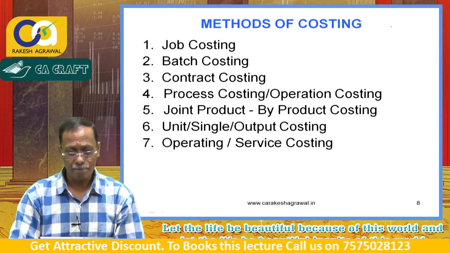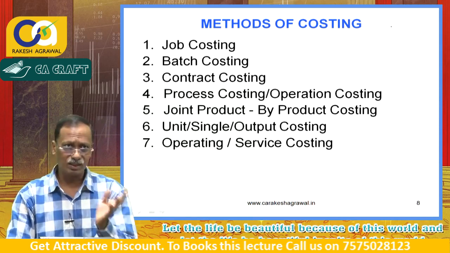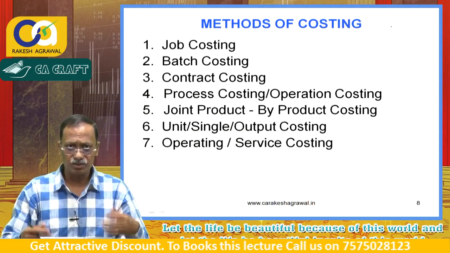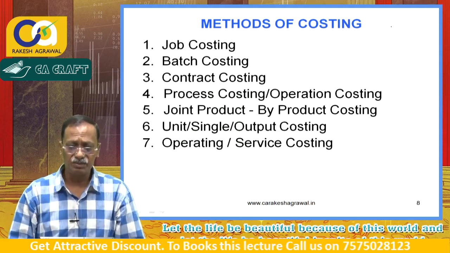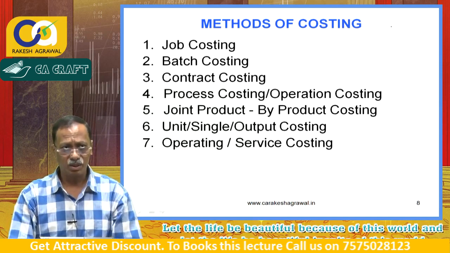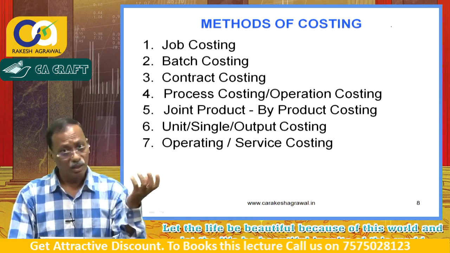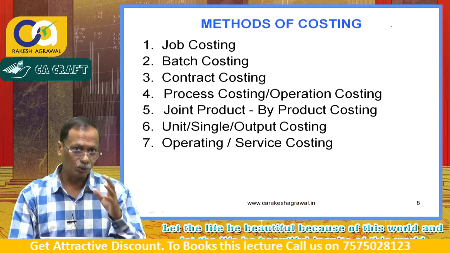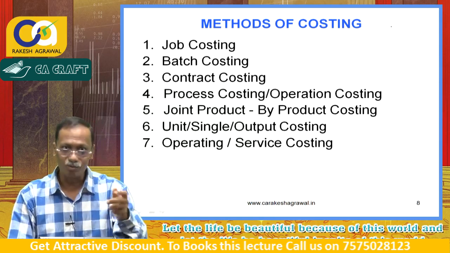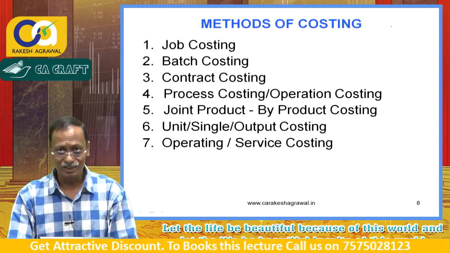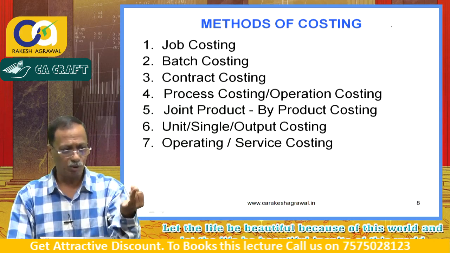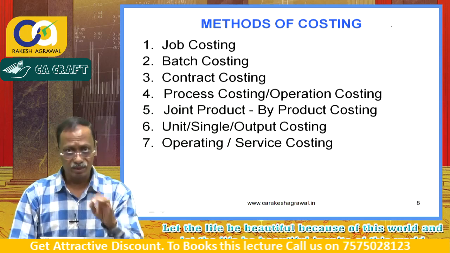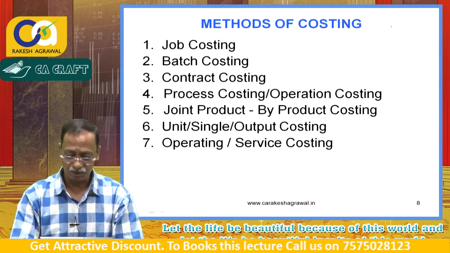Operating or service costing. We used to call it operating costing or service costing. This is the method of costing used in the service industry. Service industry could be education, hospital, aviation, courier, hotel, that is accommodation, goods transport, and so on. And in intermediate, if you remember, you used to calculate the cost of transportation of 1 ton of goods or the cost of transporting 1 passenger. It could be goods transport, passenger transport, hotels, hospitals, and so on. So in service industry we use operating costing or service costing.